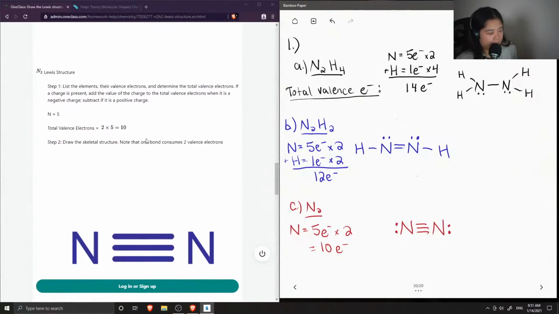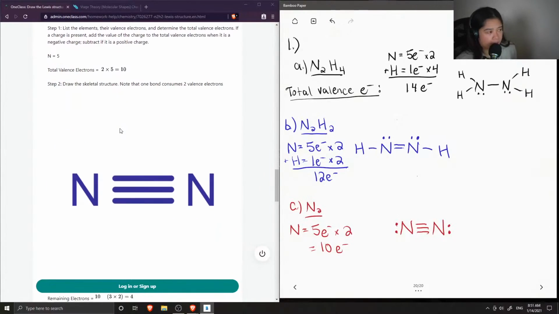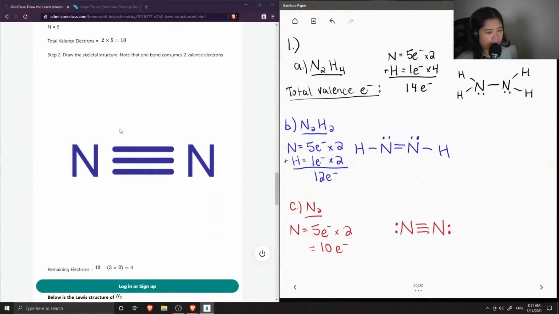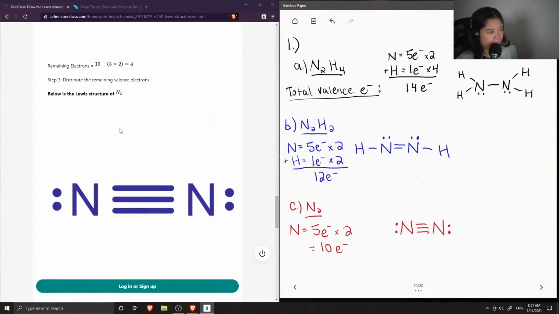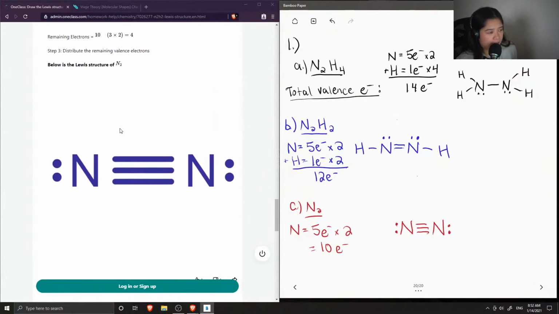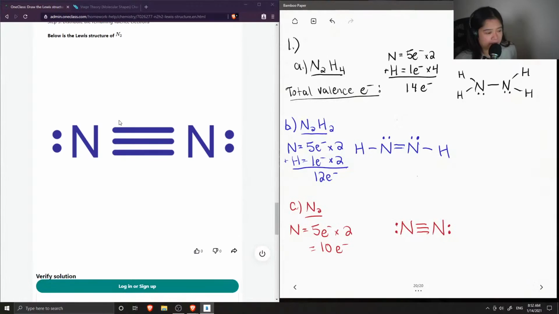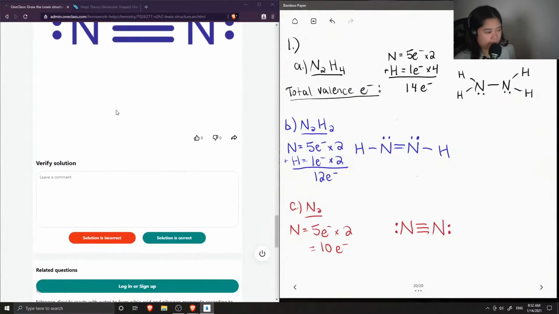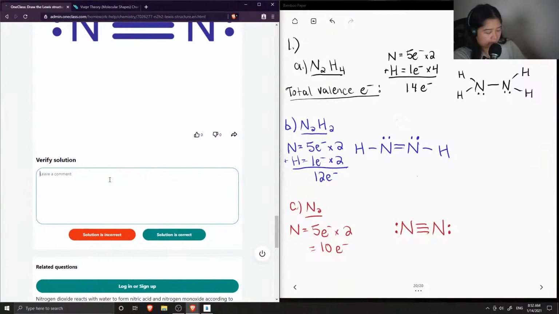Then for the diatomic nitrogen, they have 10 valence electrons and drew a triple bond. And then finally added the remaining 4 electrons as lone pairs on the nitrogen. Okay, so this solution is correct.